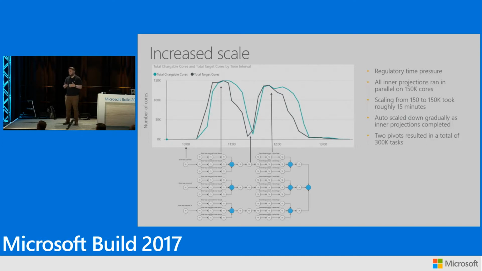It'll then run for a period of time. And obviously, there's a tail of cores coming on at the end. And as they complete, we turn the cores off. We continue on the inner loop, get to the next pivot point, and scale back up again. So in this example, we had a total of 300,000 tasks running. The job took around an hour or so. It worked, and it was pretty awesome to see that level of scale.